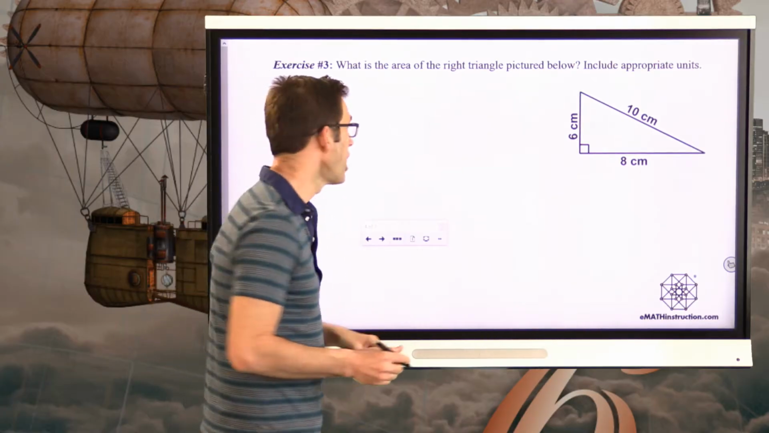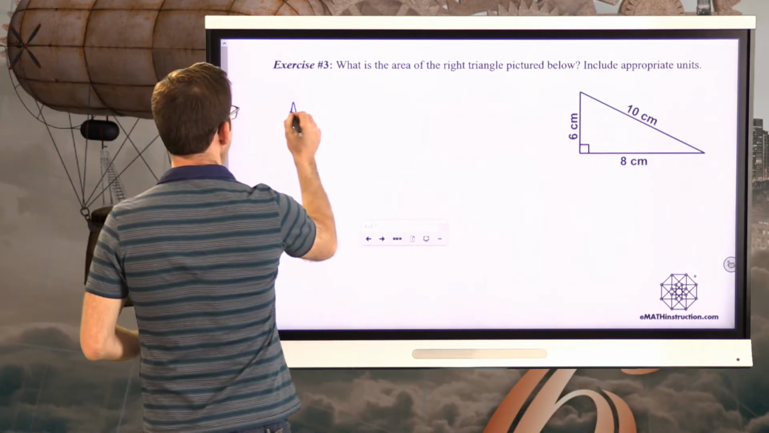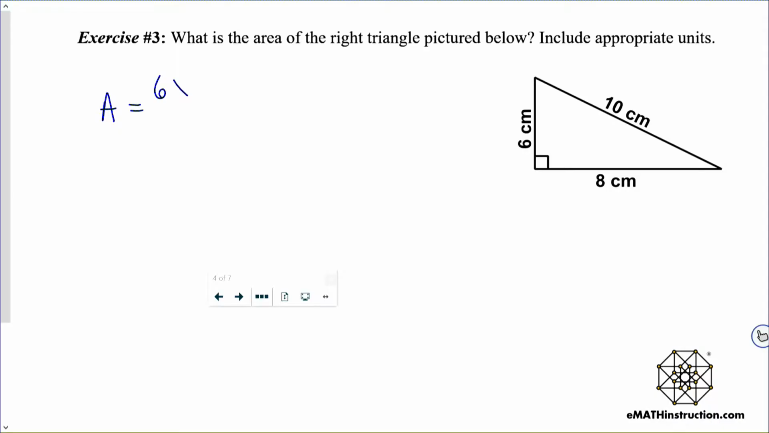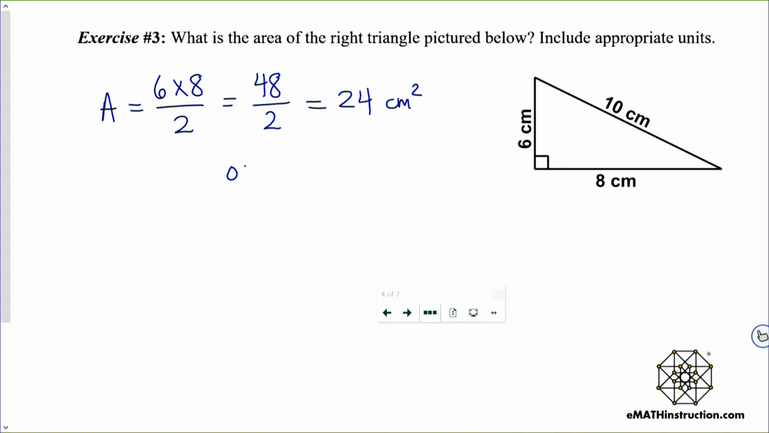Once I have that, I can either think of it as the area equals 6 times 8 divided by 2. 6 times 8 is 48. 48 divided by 2 is 24 square centimeters. Or I could think about it as area equals 1/2 times 6 times 8.